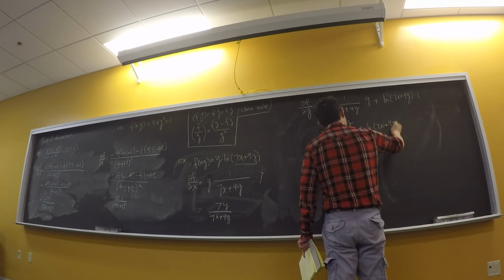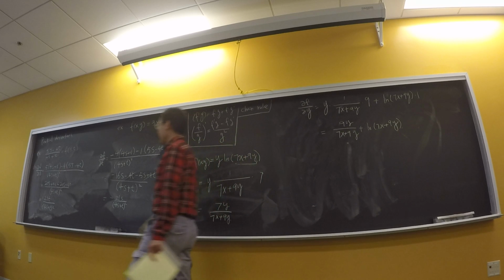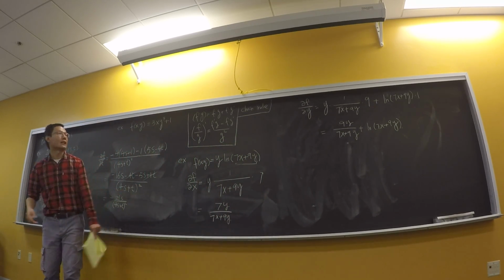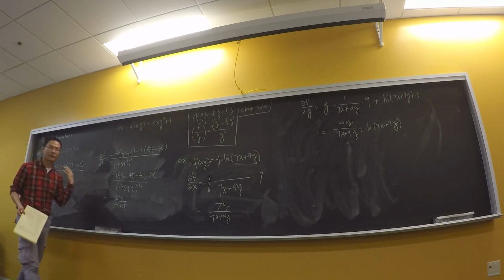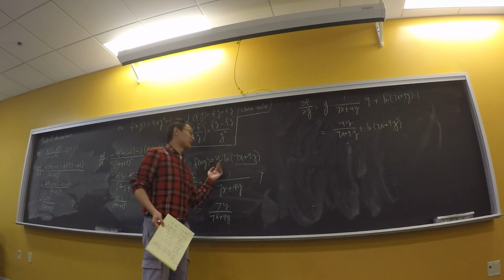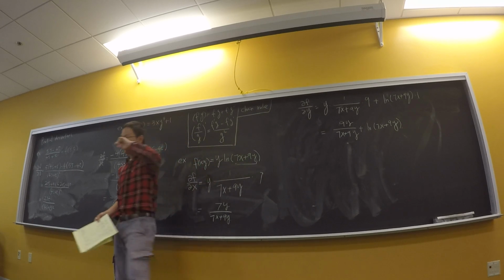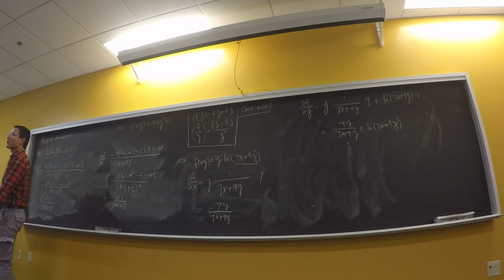So in the end, we have 9y divided by 7x plus 9y plus log of 7x plus 9y. And then, even though we didn't do any evaluation for these two examples, I can give you values of s, t, then you plug into the formula, and then I give you values for x, y, you can plug into the formula to do some evaluation of the partial derivatives. Any questions?